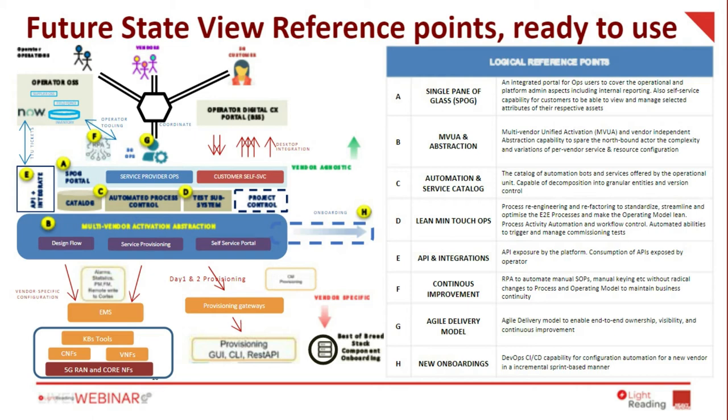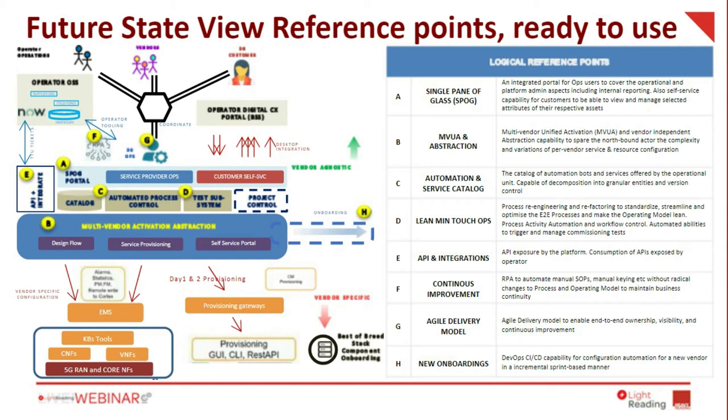The other big piece here is the automation and the service catalog, right? This catalog is where we are attempting to reduce man-to-machine communication. We are increasing the machine-to-machine communication, where the requests that are coming from the user through the self-service portal could trickle down in an automated fashion, and those services could be implemented faster, thus saving cost for telcos by not having to get their NOC operation or data operation teams involved. The multi-vendor activation and the abstraction layer, which is highlighted by the B reference point, basically spares the northbound actor the complexity and the variations of per-vendor service and resource configurations.